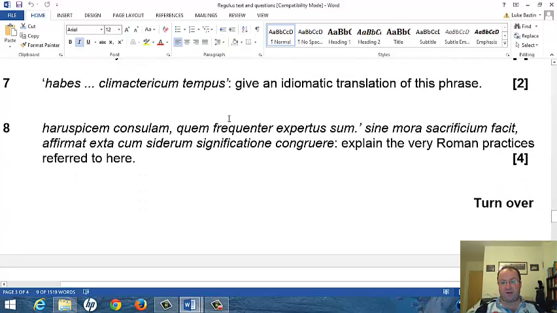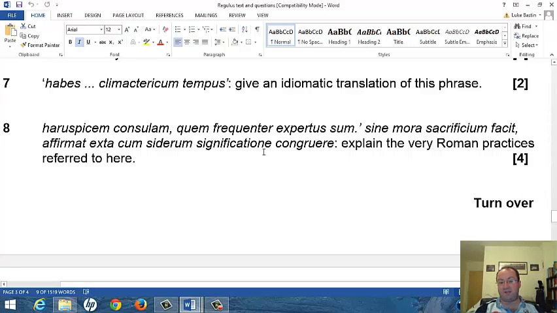Okay, habes climactericum tempus. Literally, you have a serious time. In better, more natural English, you have a grave time ahead of you. You are going to have a life-threatening situation, maybe, or a period of time where your life is in doubt. Anything along those sensible lines would be good for that. Okay. Question number 8. I will consult a soothsayer whom I frequently use. Explain the very Roman practices referred to here.